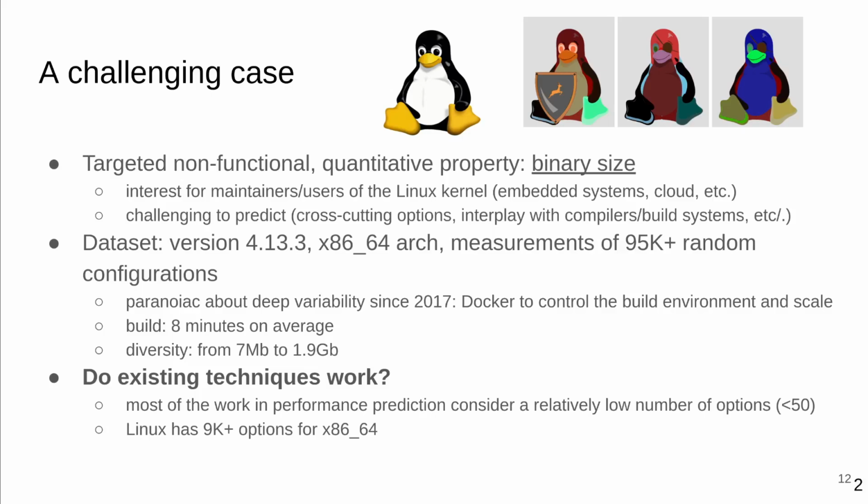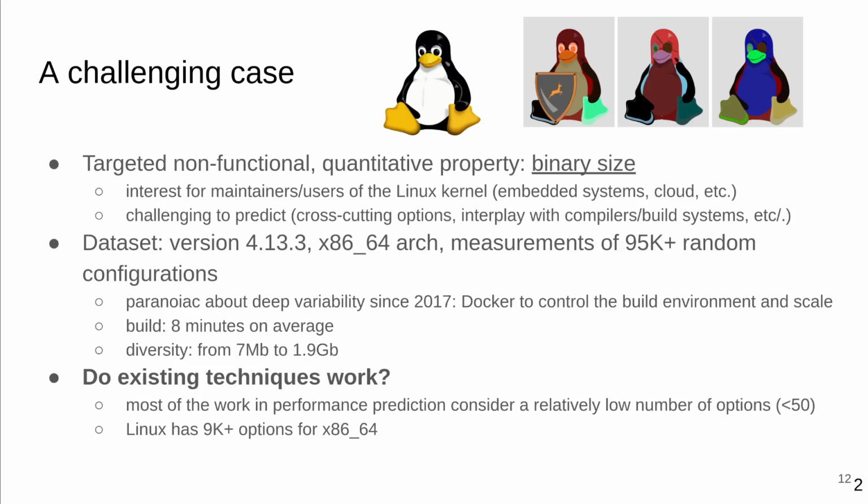So the first thing we did is that we measured lots of random configurations through the use of randconfig. We chose version 4.13, which was in 2017, so now 5 years ago. And we measured a huge number of configurations. An important number, I think, here is that a build of one configuration takes 8 minutes on average. So .config and make takes quite a lot of time, right?